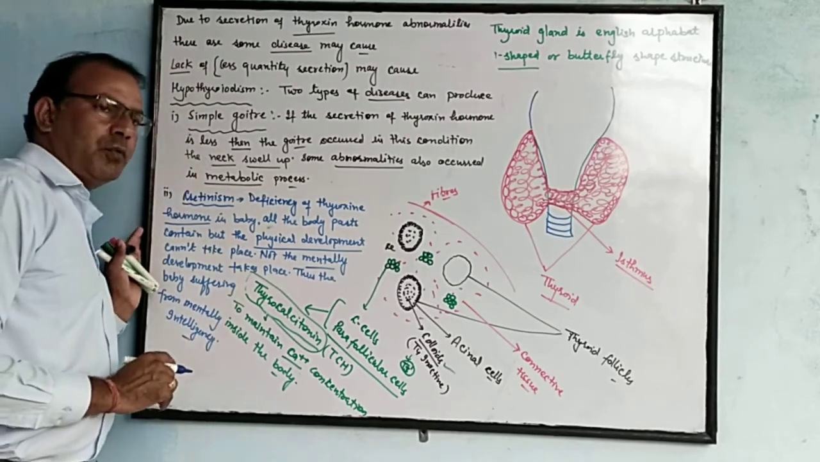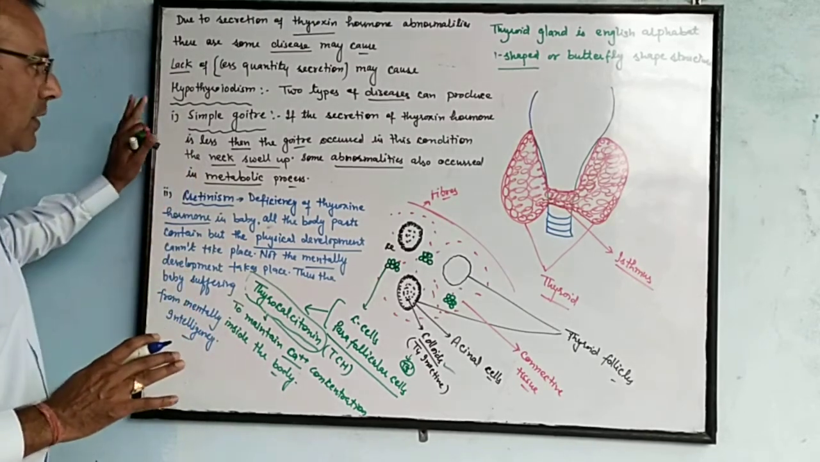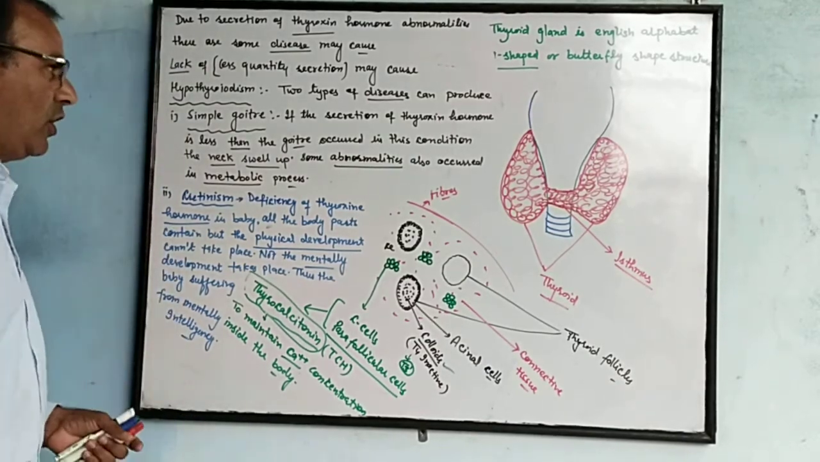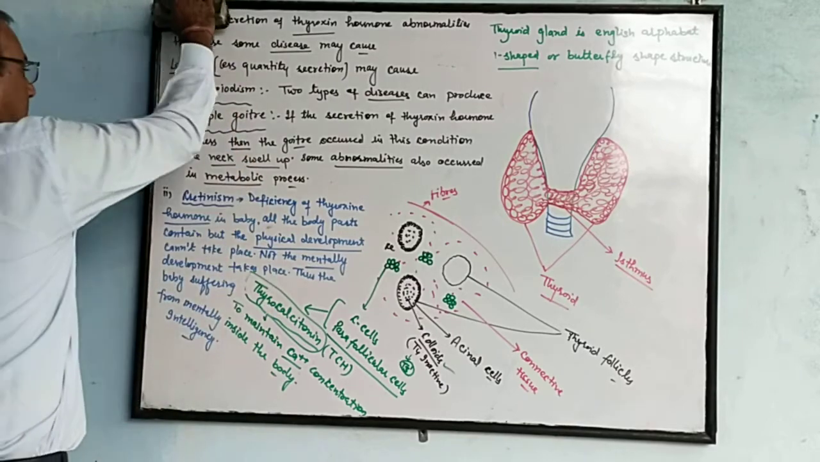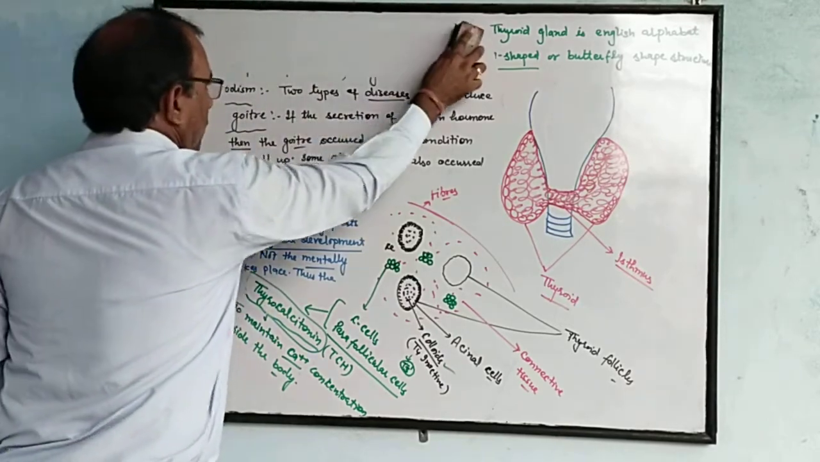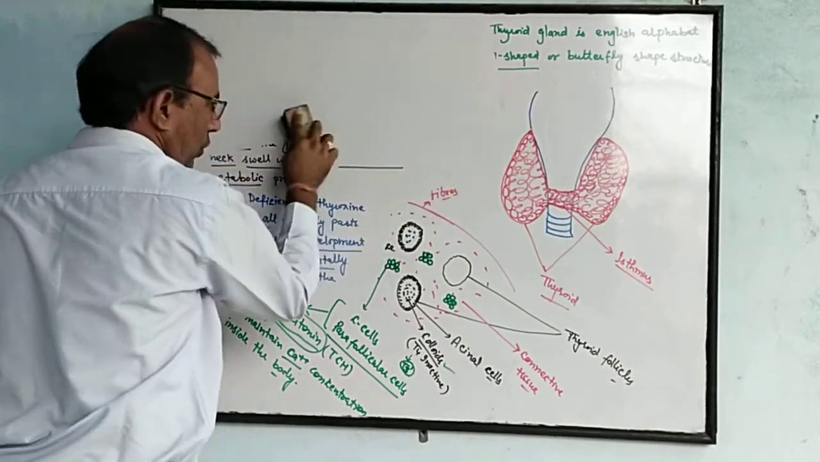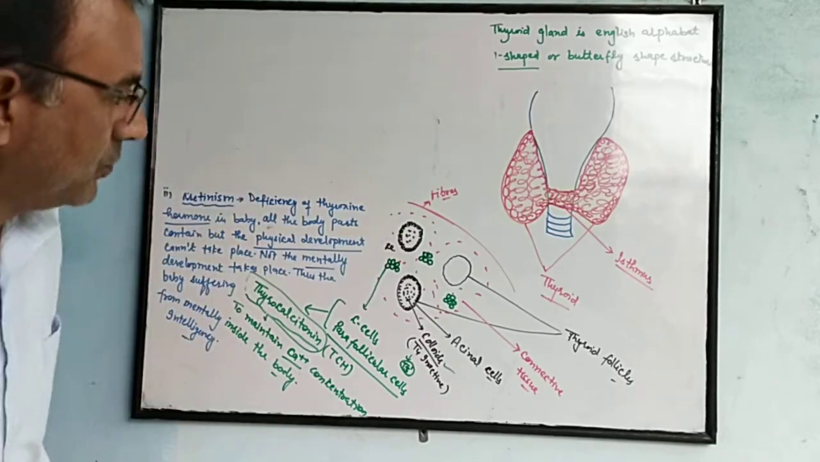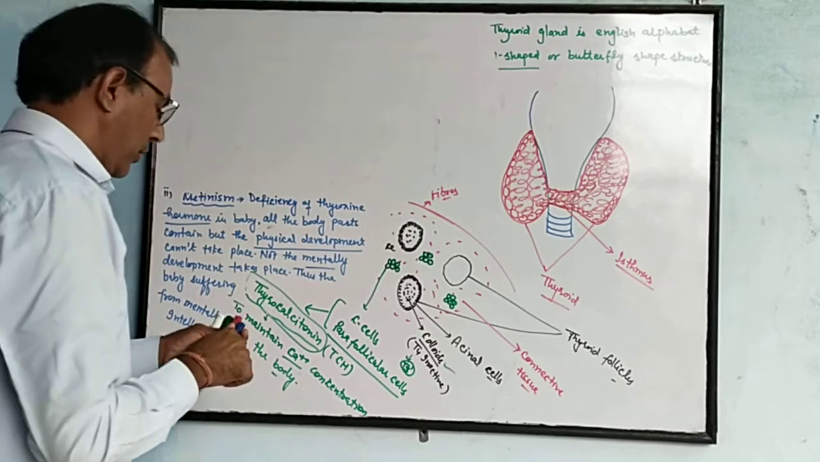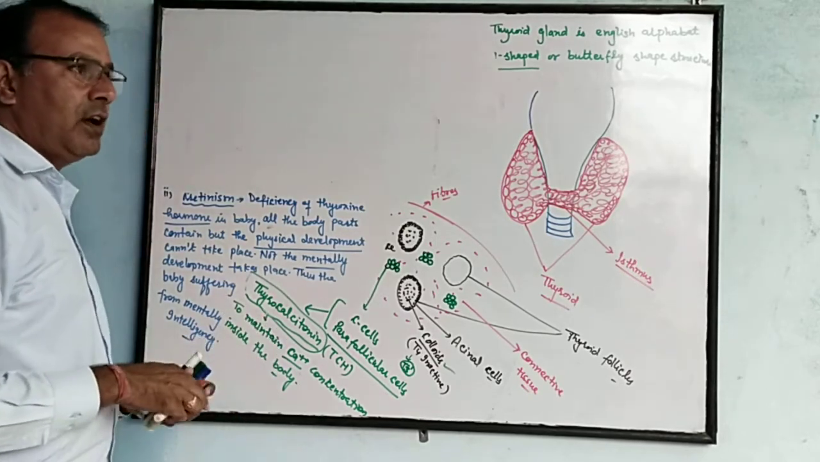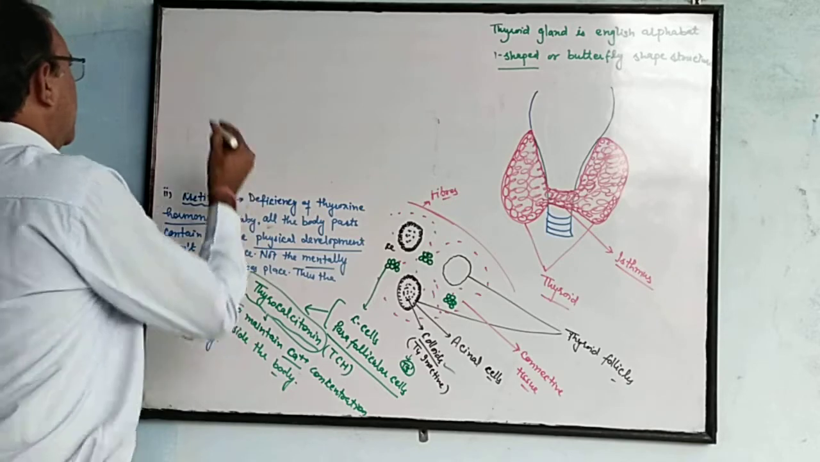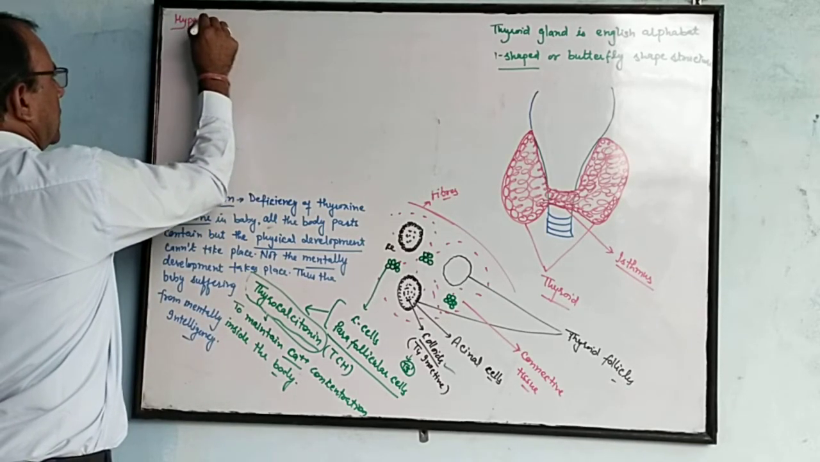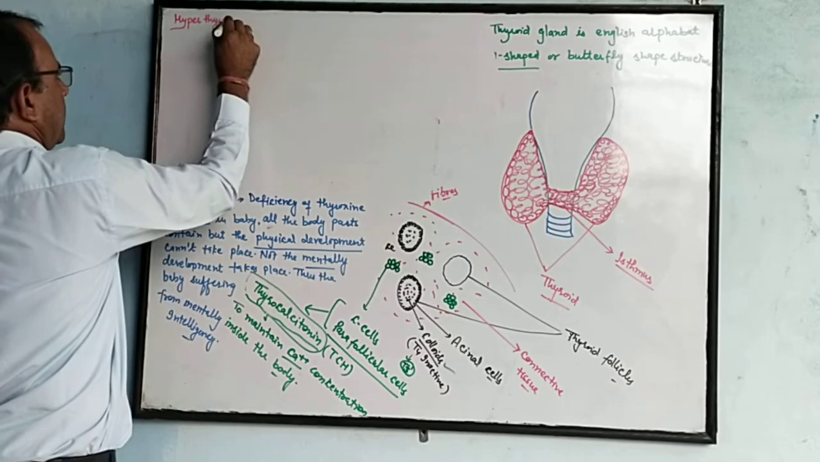These are the two conditions when the thyroxine hormone secretion is very less. But in another condition, when the thyroxine hormone secretion becomes excess, then other diseases also occur. That condition is known as hyperthyroidism.